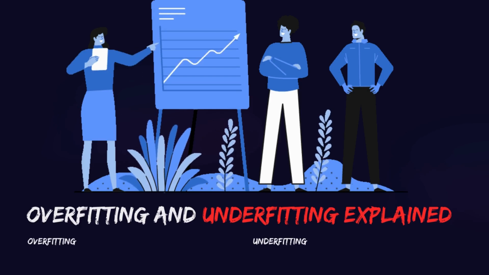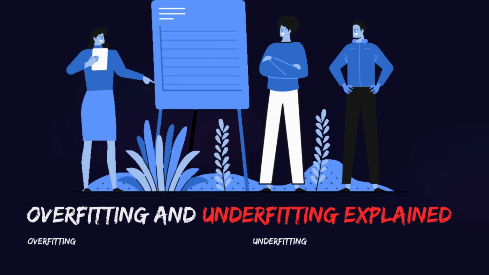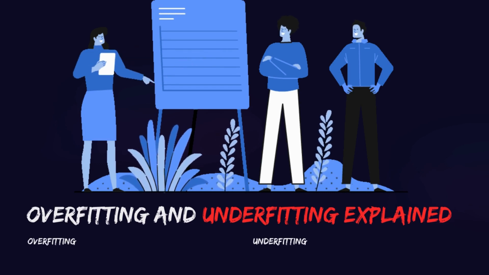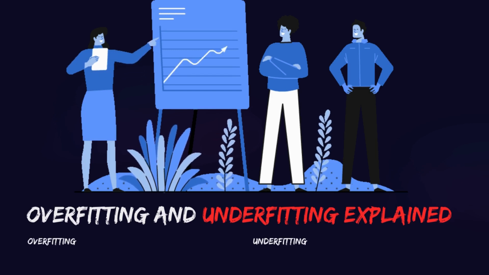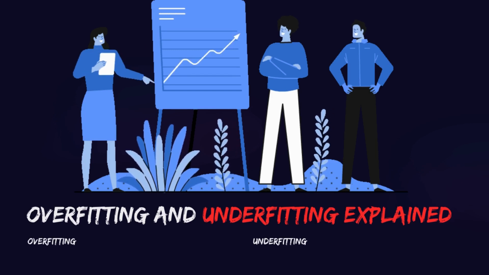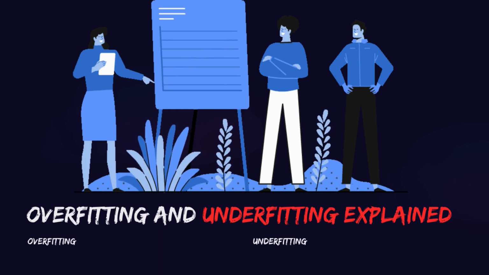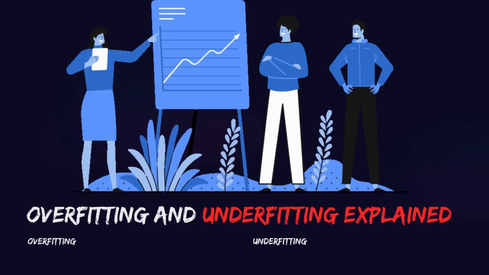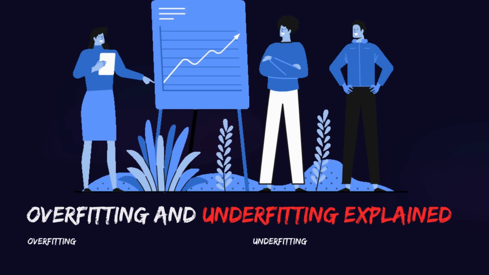Overfitting. Occurs when a model learns the training data too well, including noise and outliers. This results in poor generalization to new, unseen data. Overfitting is characterized by high accuracy on training data, but low accuracy on validation or test data.